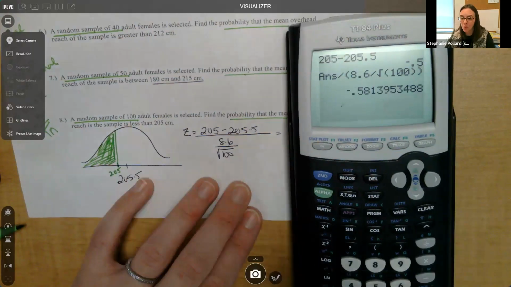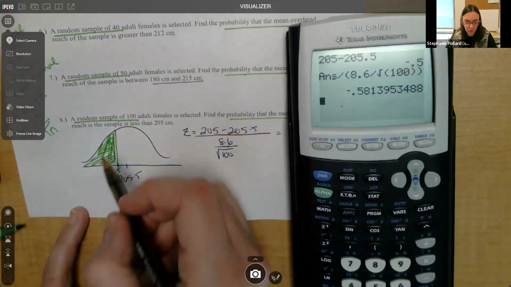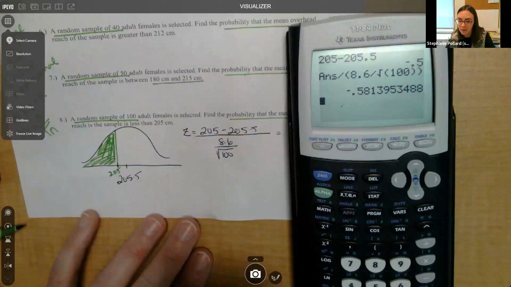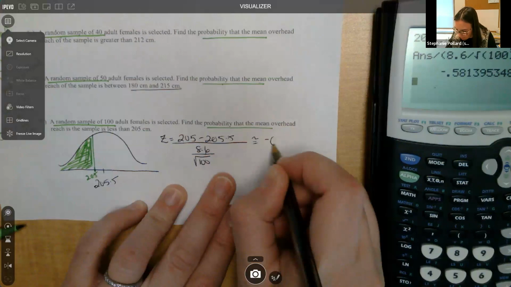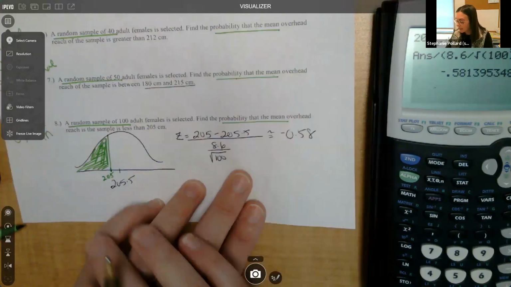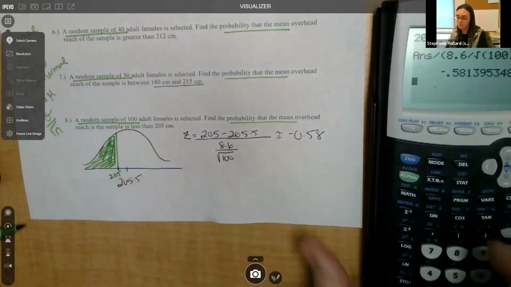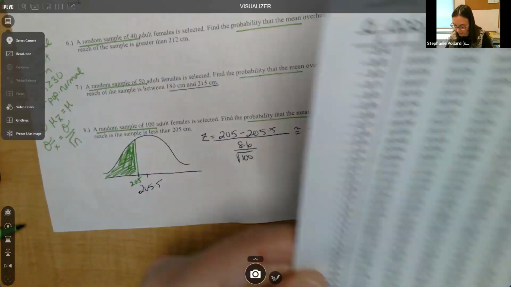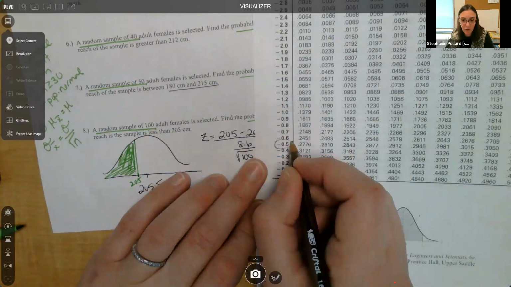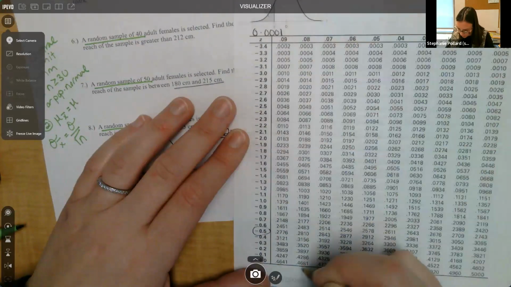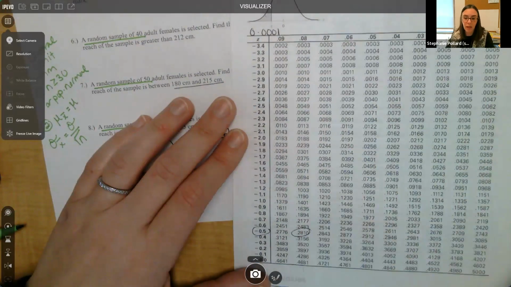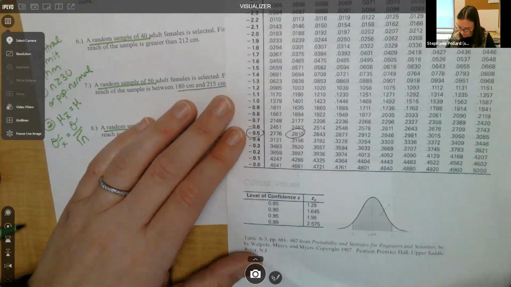Here I get a much more normal z-score because I'm pretty close to the center there. So it does make sense. So my z-score is about negative 0.58 if I round. And then I can go to my table here. I'm looking for negative 0.5. And then I want the 8, which is the second column in. So the value I'm looking at is 0.2810 there.